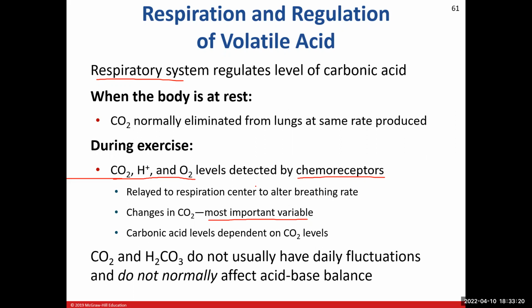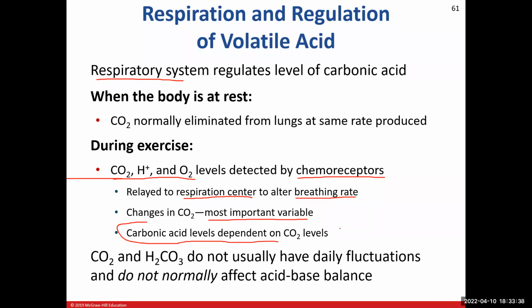So these three things are going to affect what your respiration center in the medulla oblongata is going to do, and therefore it is going to affect your breathing rate. So this is an important concept here.